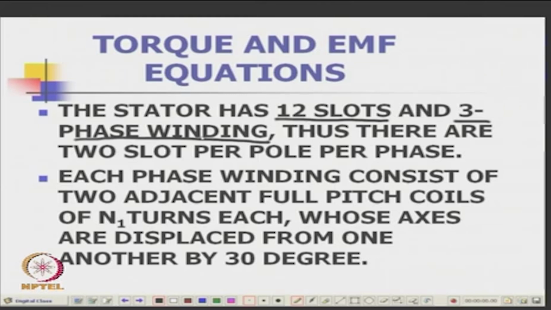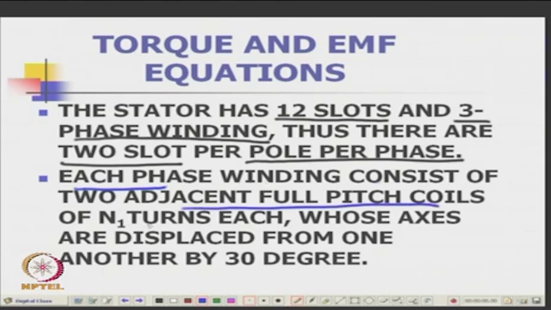Okay. Then similarly the B phase and C phase will occupy the remaining space in the periphery of the stator. So, there are 2 slots per pole per phase. Each phase winding consists of 2 adjacent full pitch coils of N1 turns each, whose axes are displaced by 30 degrees. The angle between them is 30 degrees.